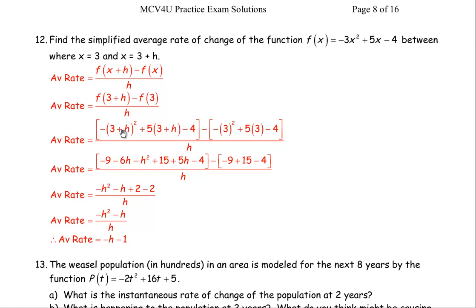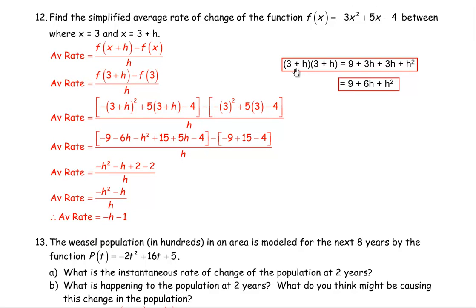Now, to calculate 3 plus h squared, it looks like this. So 3 plus h squared means two different 3 plus h's multiplied, and so 3 times 3 is 9, 3 times h is 3h, h times 3 is another 3h, and h times h is h squared. And then we combine like terms, 3h and 3h is 6h, so that's 9 plus 6h plus h squared. Now there's a negative out front here, so that just means we're going to change the signs in all these. That's why it's negative 9 minus 6h minus h squared.